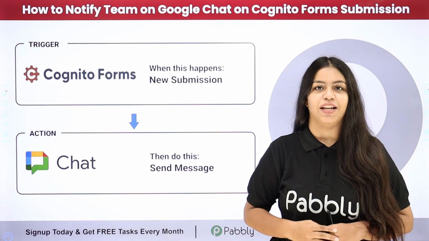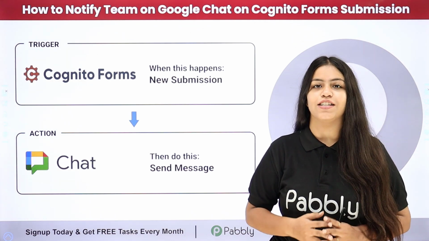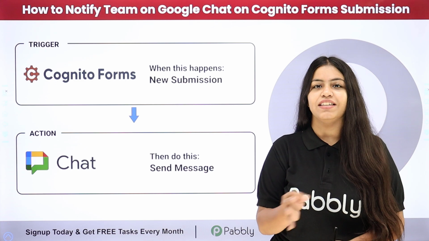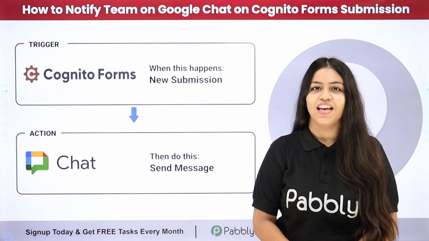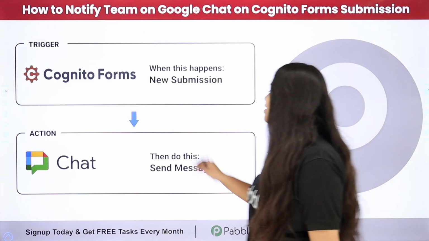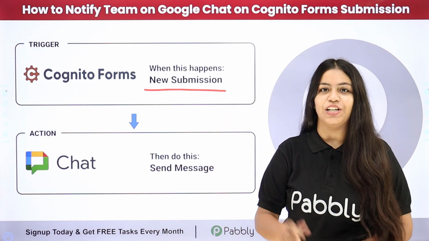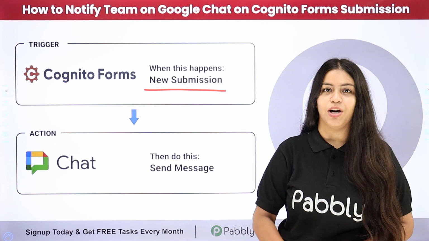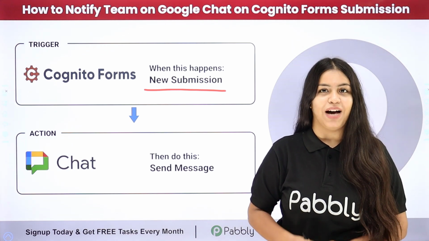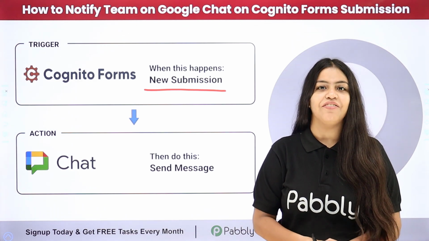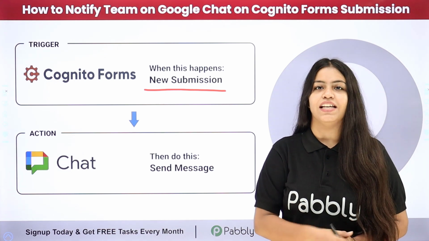I manage an event management company and we collect the details of our potential customers with the help of Cognito Forms. Now what I want is that as soon as a new submission is made in my Cognito Forms, which is as soon as we receive a new inquiry from a potential customer, I want to automatically notify my team on Google Chat that we have received a new inquiry so that we can look into it.